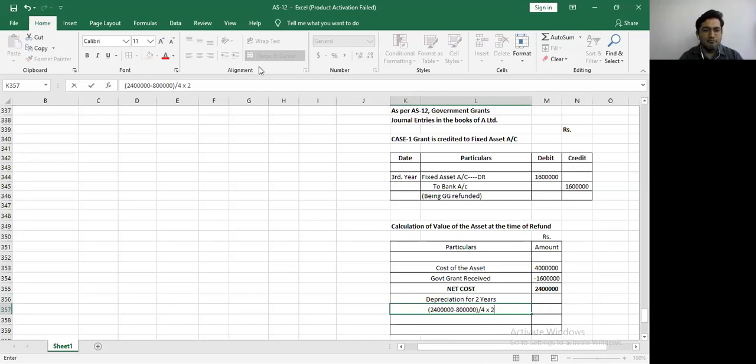Right, so when you divide by 4, you will get depreciation of 1 year. I want for 2 years. How much do you get? Depreciation for 2 years, everyone. How much do you get? 8 lakhs? 24 lakhs minus 8 is 16. 16 divided by 4 is 4, into 2, 8 lakhs. I'm absolutely correct. 8 lakhs.